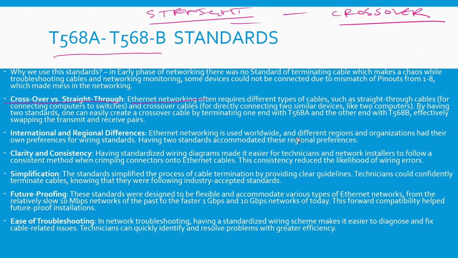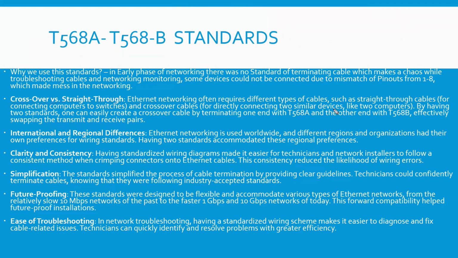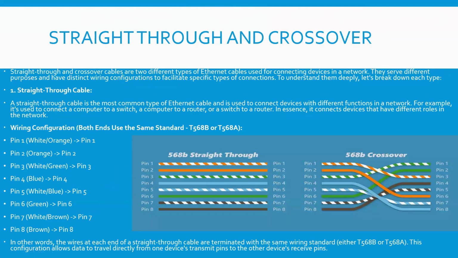Let me see if I can go into the next and see if there are. Yeah, see here. A straight through cable and a crossover cable are two different types of Ethernet cable, right? They have different purposes and are distinguished by the specific type of connection. To understand them deeply, let's break it down.